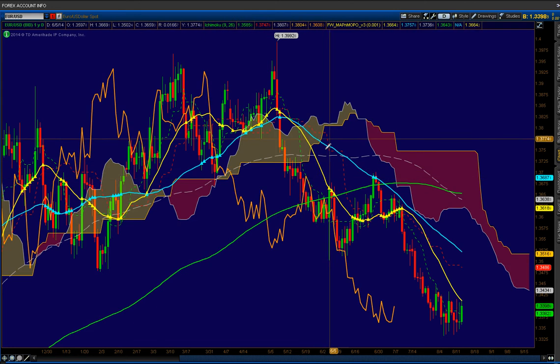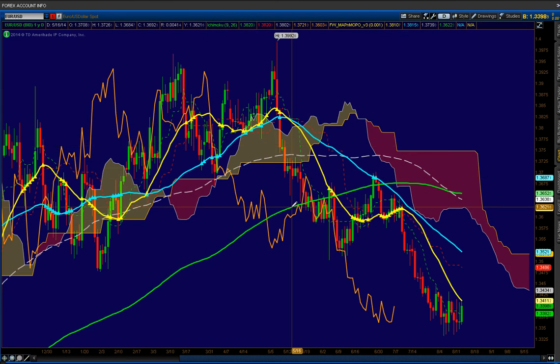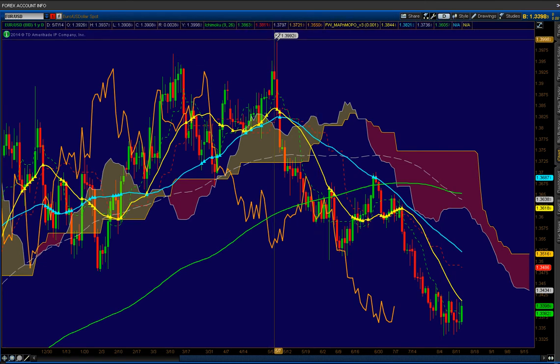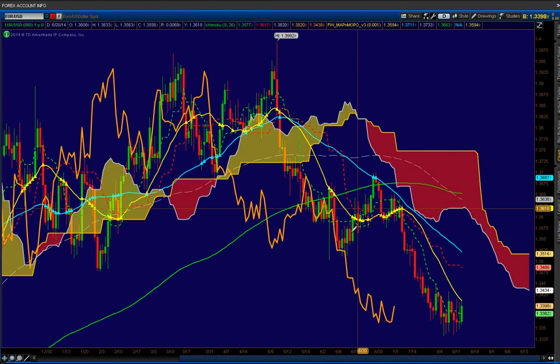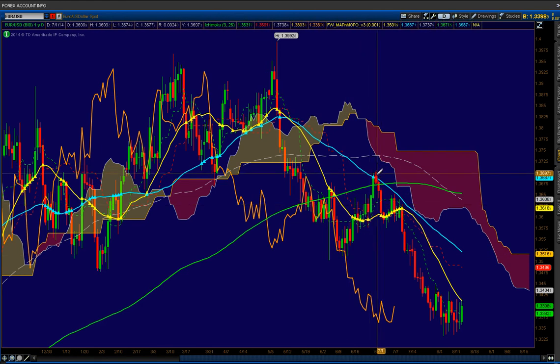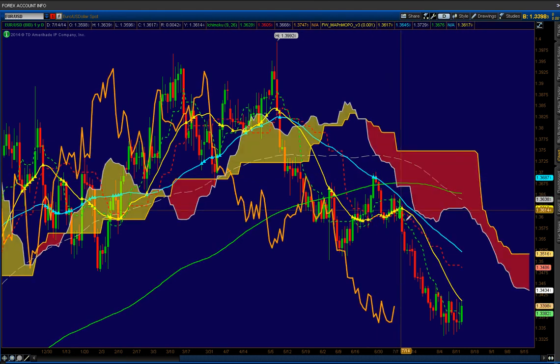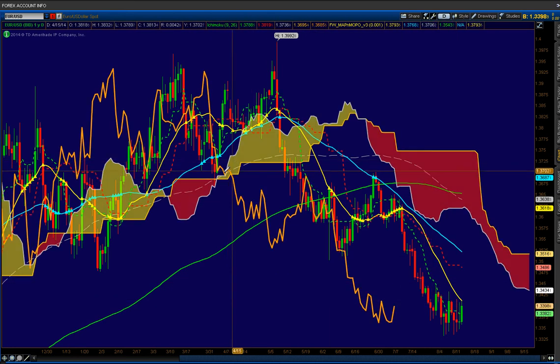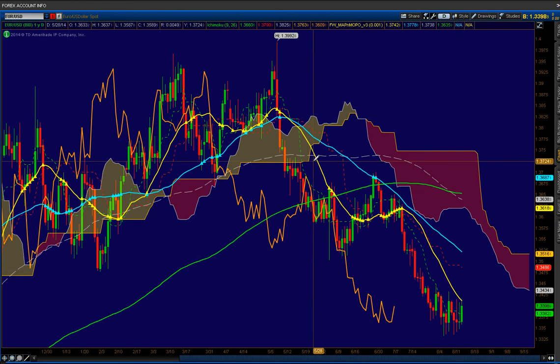We failed the 20, we failed the 50, we failed the 100, we cracked the Kumo Cloud on the daily. All this in one shot. The high of May 8th, boom, failed, which is a signal right there. When you fail the 50, it's going to go lower. Fail the 20, fail the 100. The 100 is the dashed gray line. The green is the 200, the yellow is the 20, and the 50 is kind of like the bluish teal.